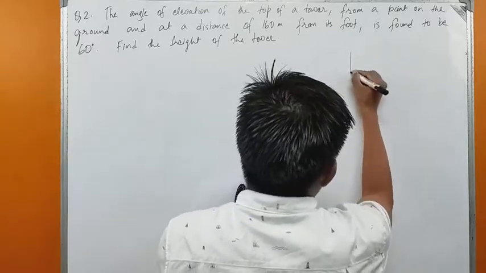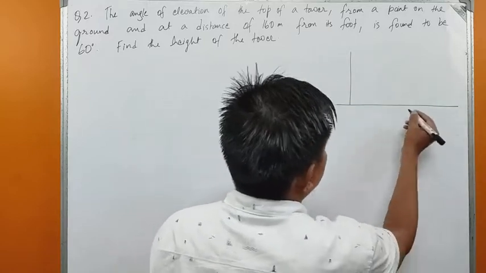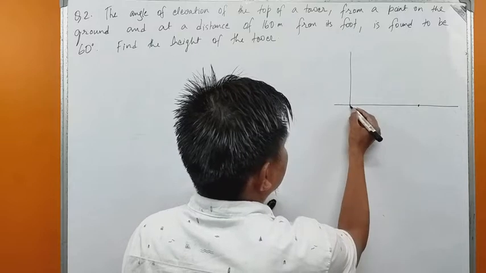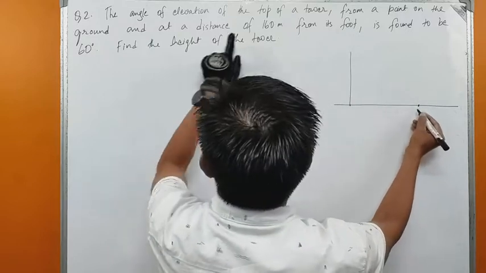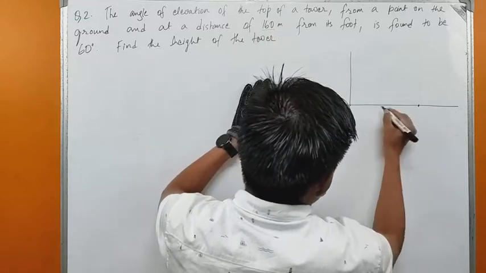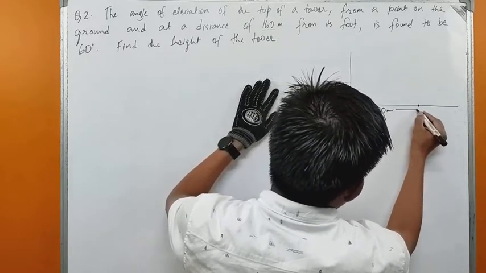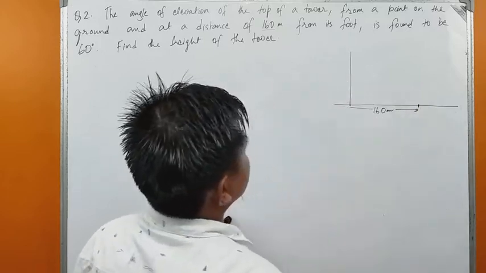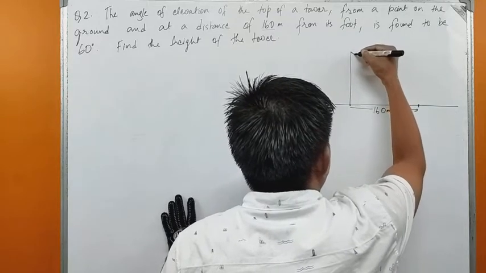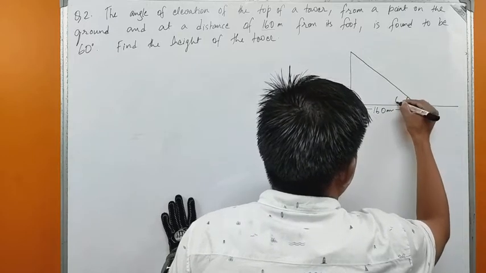This is a tower and this is the ground. From the foot of the tower, 160 meters away, there is a point. The distance from the foot of the tower to this point is 160 meters. When you see the top of the tower, the angle of elevation from this point is 60 degrees.